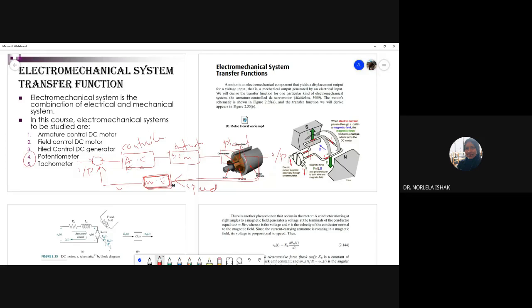I will give the electromechanical system. The first one will cover the armature control DC motor. And what is a load and what is a plant? Well, I will give that in this example. So we go through the first study, armature control DC motor.